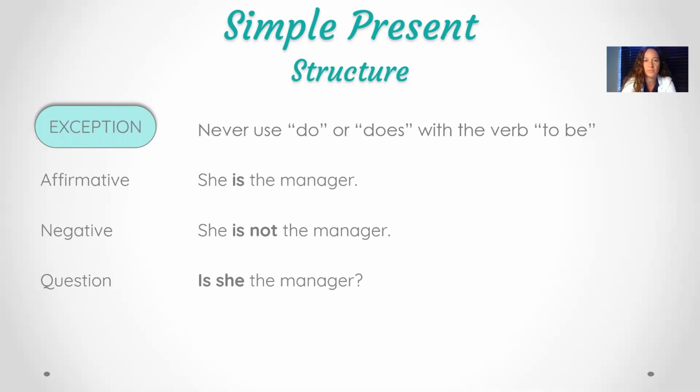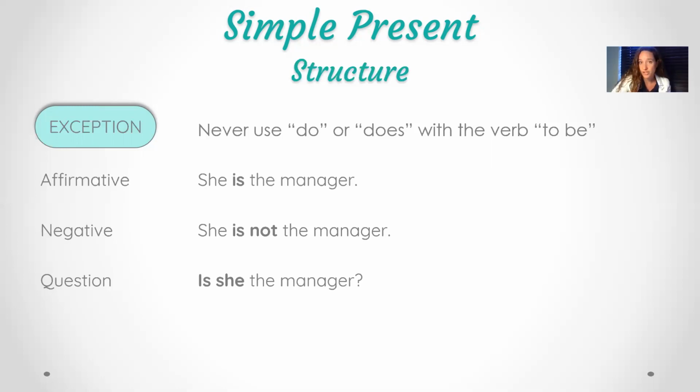You conjugate the verb to be. But in the negative, because you don't use don't, we will simply use not. So the verb plus not. She is not the manager. If I'm talking for me, I would say I am not the manager. Or they are not the managers. You are not the managers. Good. The verb to be plus not.